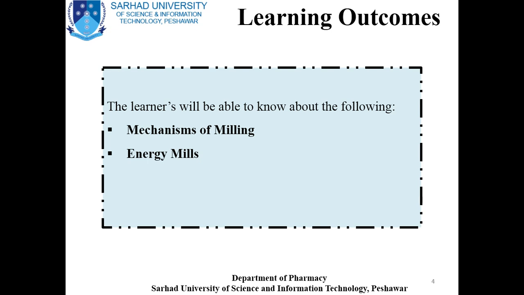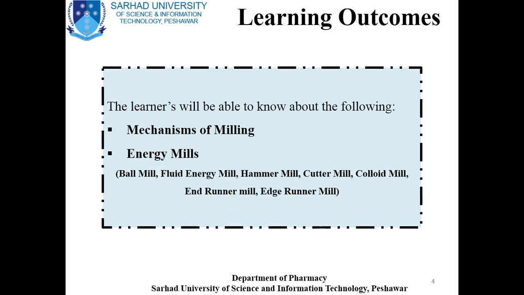In the second part of the lecture, we will discuss the different types of energy mill, including ball mill, and which type of mechanism is involved in the particle size reduction of material using the ball mill, fluid energy mill, hammer mill, cutter mill, colloid mill, end runner mill, as well as edge runner mill.